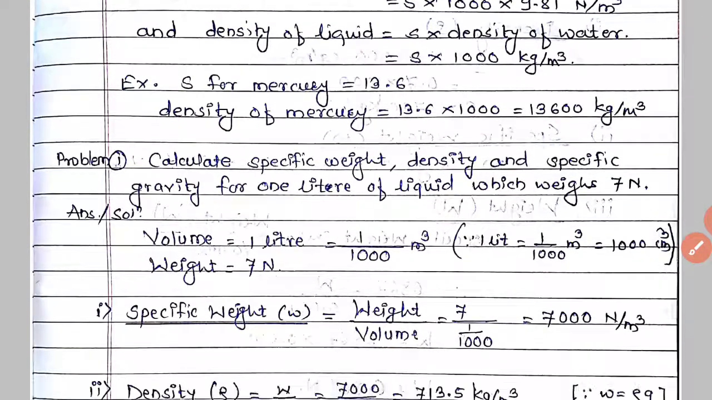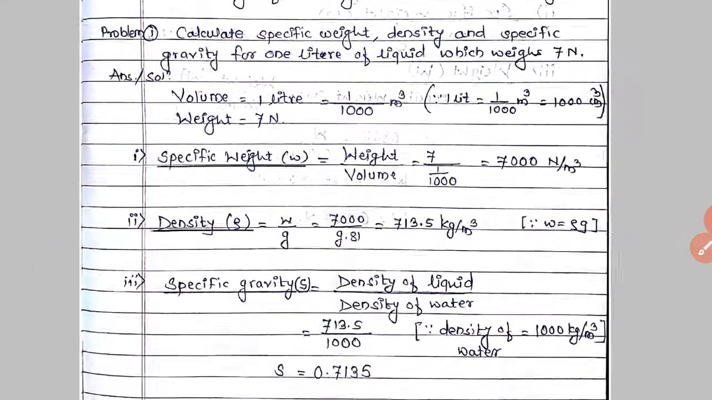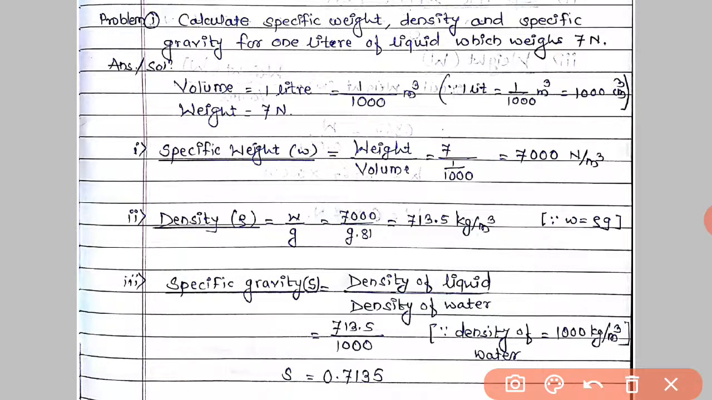See here, calculate specific weight, density and specific gravity for 1 liter of liquid which weighs 7 Newton. So weight is given here as 7 Newton and volume is given as 1 liter. First, write down the given quantities. Volume is equal to 1 liter, so convert liter into meter cube. So 1 upon 1000 meter cube is the volume.